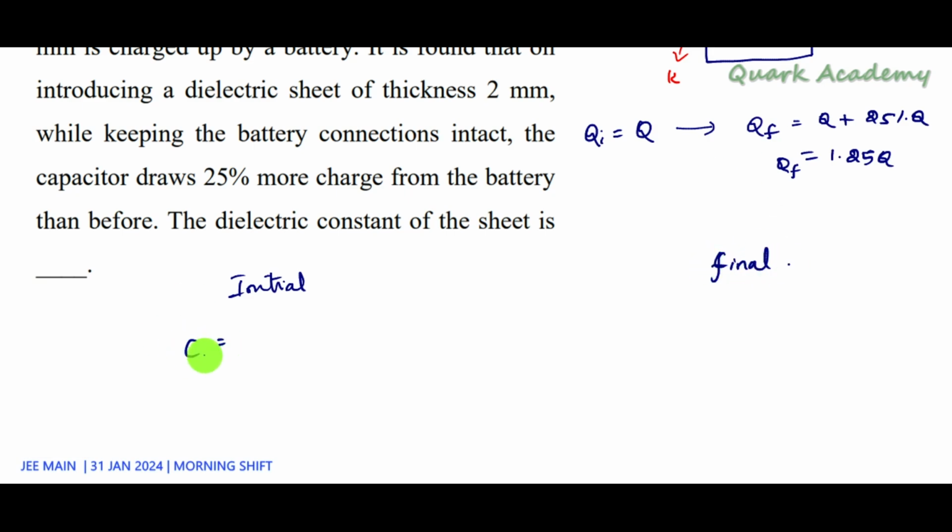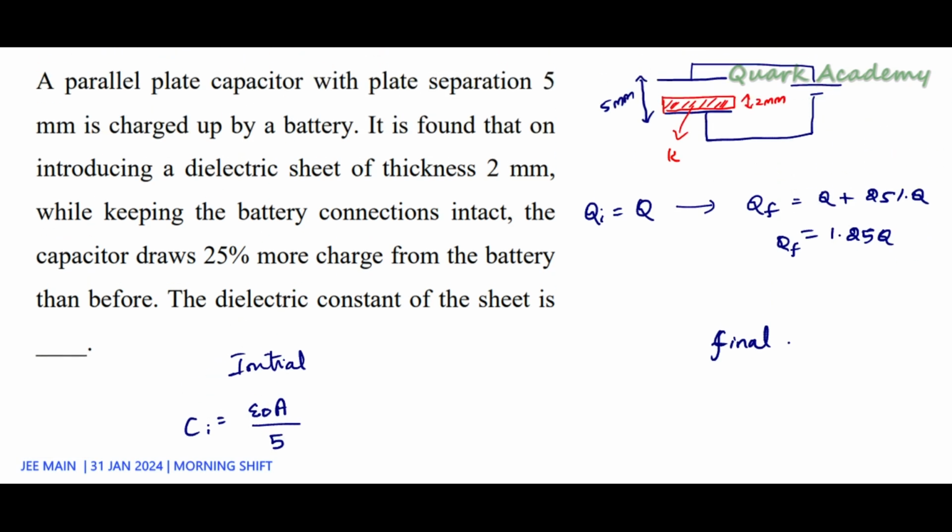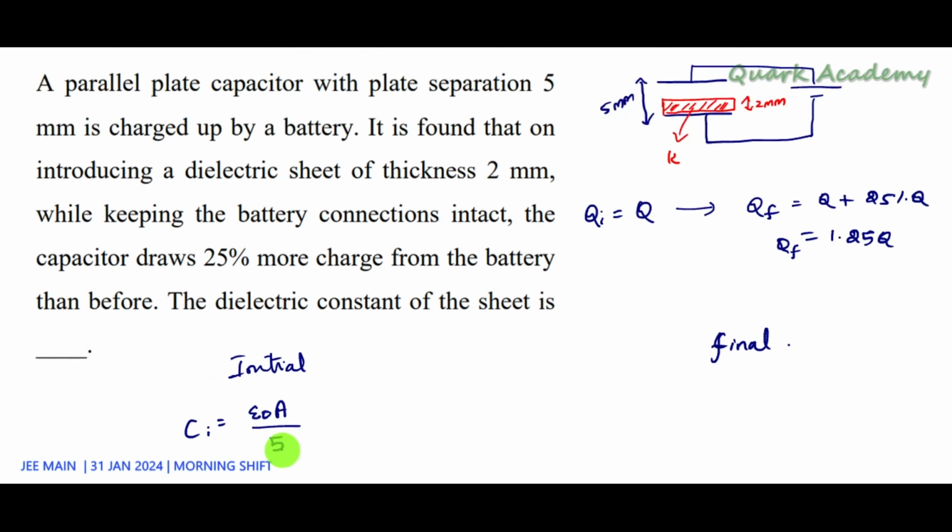Initially, how do we write the capacitance? It is going to be epsilon naught A by D we will write. Instead of D, I am going to write 5. So don't ask whether we need to write in meters and all, because here we will be comparing the capacitance. So whatever unit you write, that will get cancelled. Even if you write in millimeter, that is going to get cancelled. You need not write this in meters.